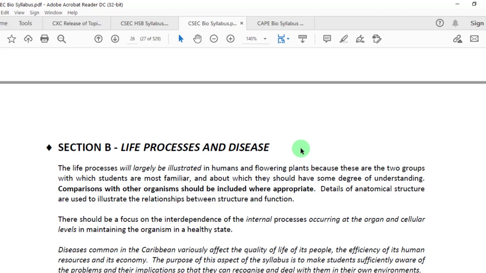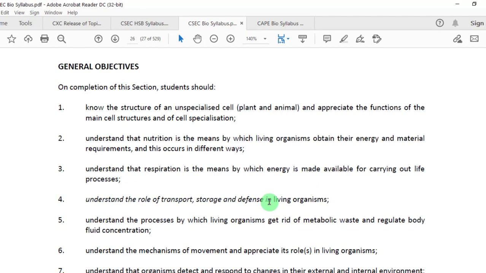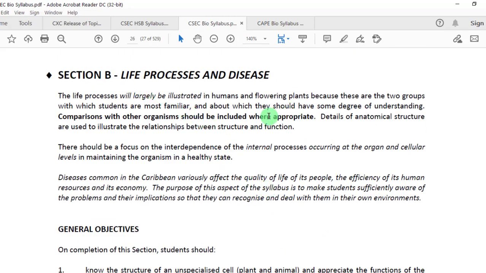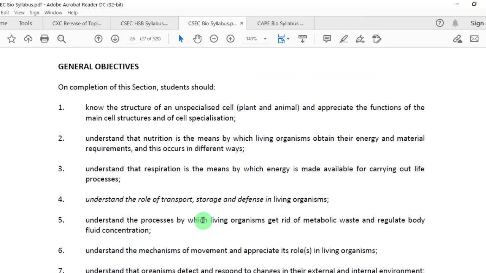Many of the topics included fall under Section B. And the first one that was given to us was nutrition. So let's jump to nutrition. Before I do that, let me give you a little hint. Here we have the general objectives, right? So it's right after Section B, and then we go to general objectives.